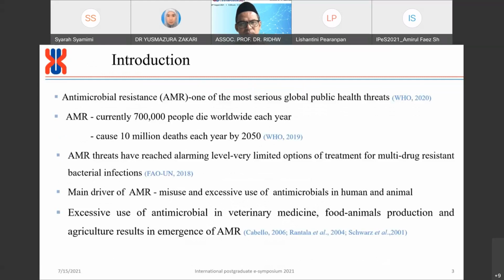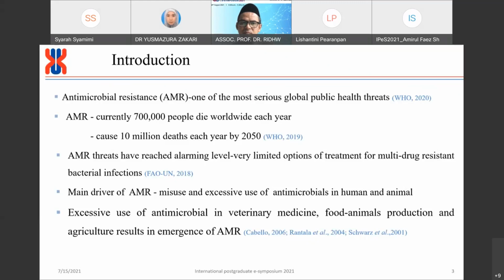Antimicrobial resistance is one of the most serious global public health threats. Currently about 700,000 people die because of antimicrobial resistance each year. This number is expected to reach 10 million deaths each year by 2050 if no corrective action is taken on this issue. Antimicrobial resistance has reached an alarming level because of the limited treatment options for multi-drug resistant bacterial infections.